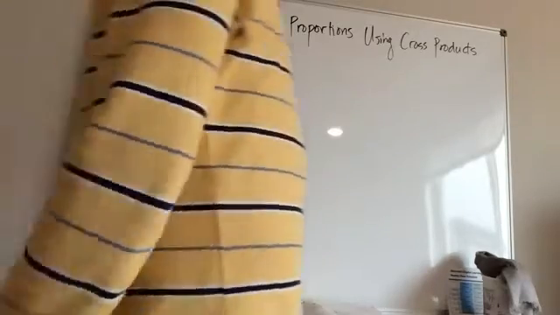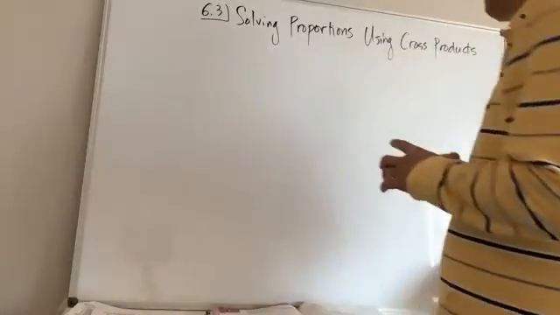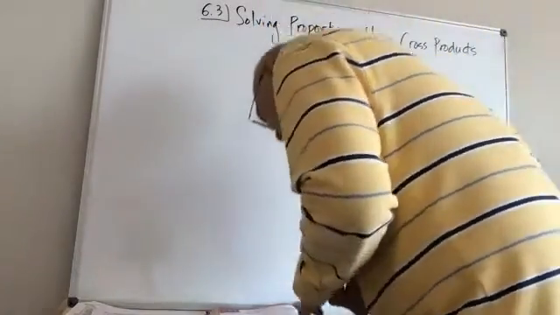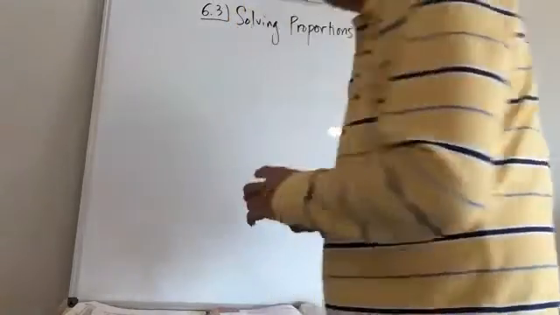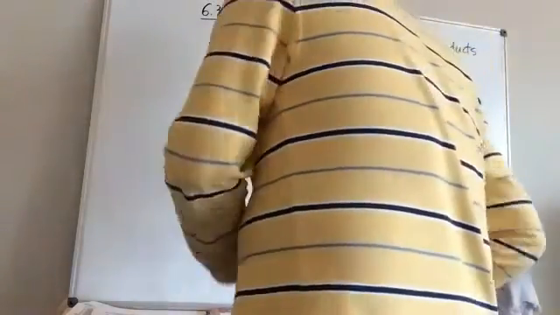Okay, so today we're going to do 6.3. So let's go ahead and do 6.3, solving proportions using cross products. We are on page 292 of your book. We're on page 292. Okay.